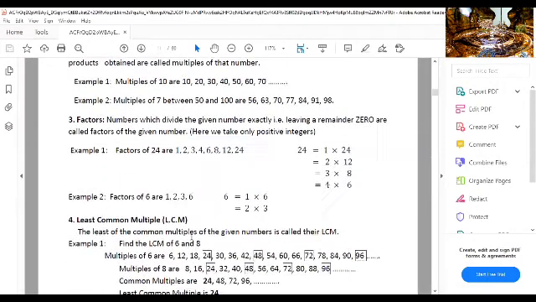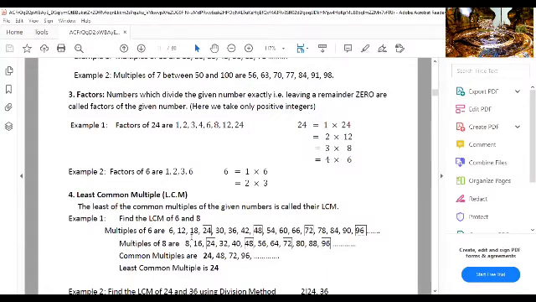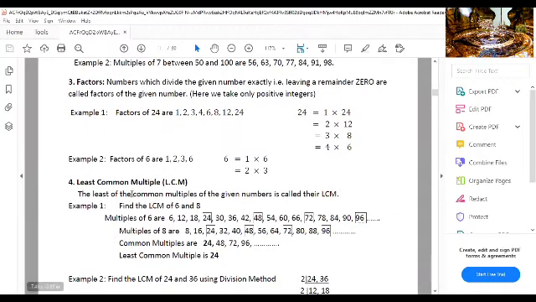Now the definition of least common multiple, simply called LCM. The name itself says least common multiple. Among the multiples, we take the least common one. First the definition: the least common multiple of the given numbers is called their LCM. The definition is simply the least of the common multiples of the given numbers.